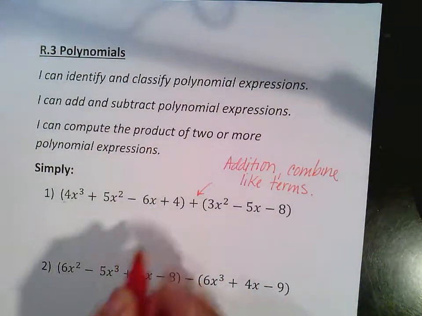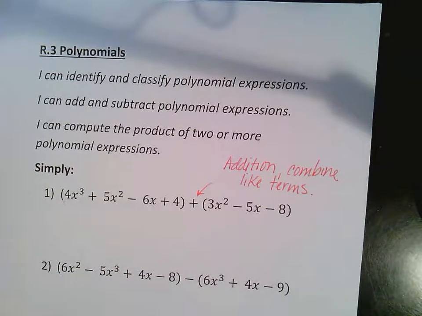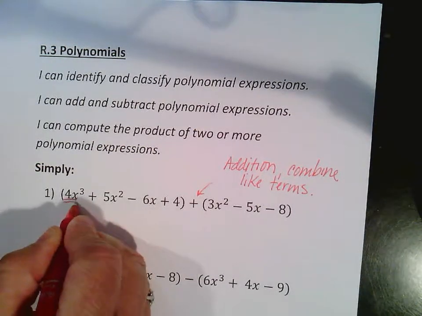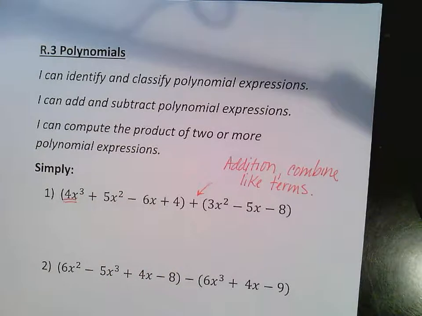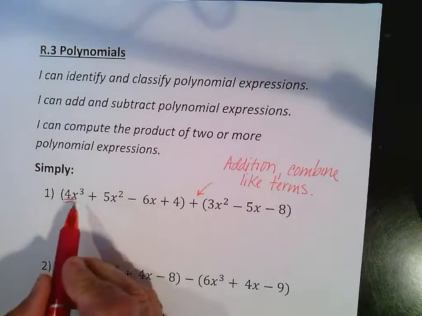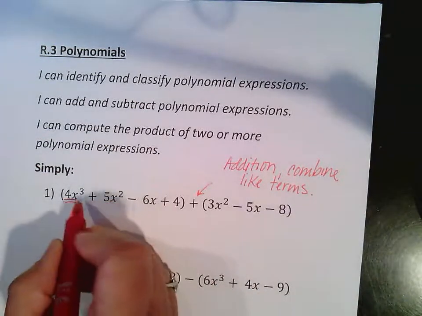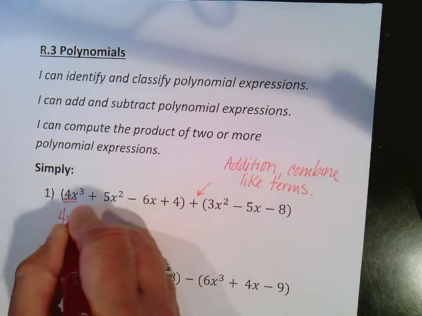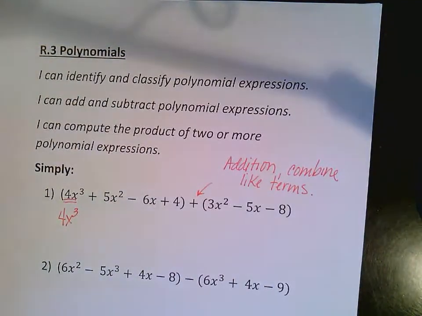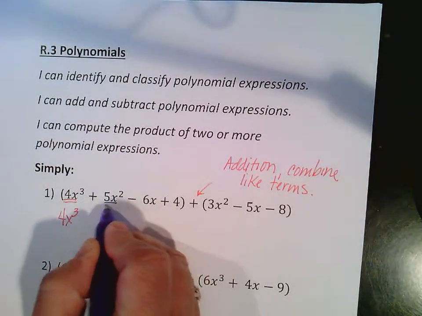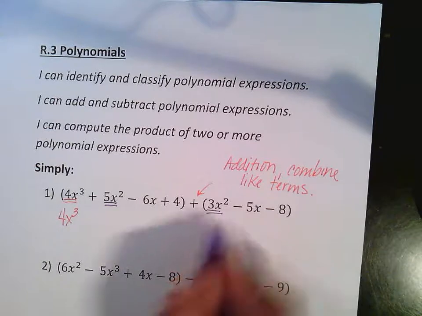This is addition. And then what I'd like to do is look at the variables, find the biggest one, and that'd be x to the third is the largest exponent. What I mean by the largest degree. Okay, the one with the largest exponent is your degree. Use that one first. I only have one x to the third term, so that's going to be 4x to the third. The next one down is x squared. I've got 5x squared and positive 3x squared.